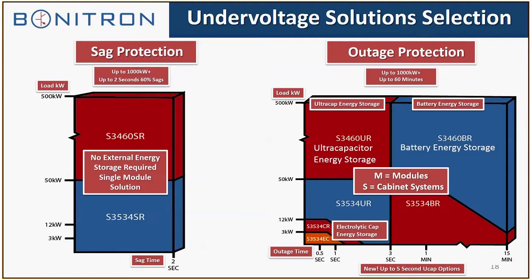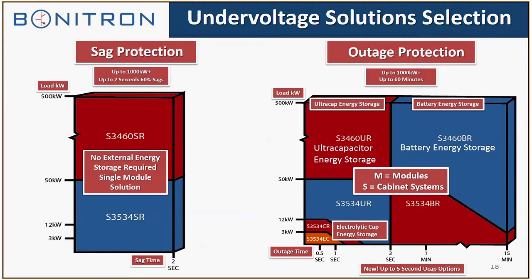You look on the left side of the chart, and that shows you that we size things kilowatts to time. The sag ride-throughs are pretty much all 2-second sags and below. They'll handle any sag time 2 seconds and below. So you have one standard time for the sag ride-throughs, 2 seconds. 60% sags, all three phases cumulative.